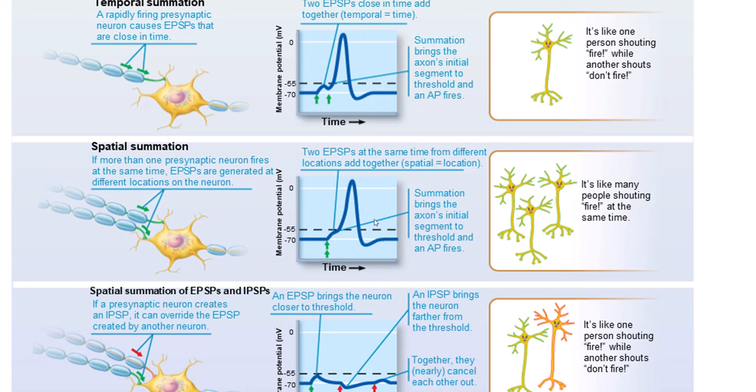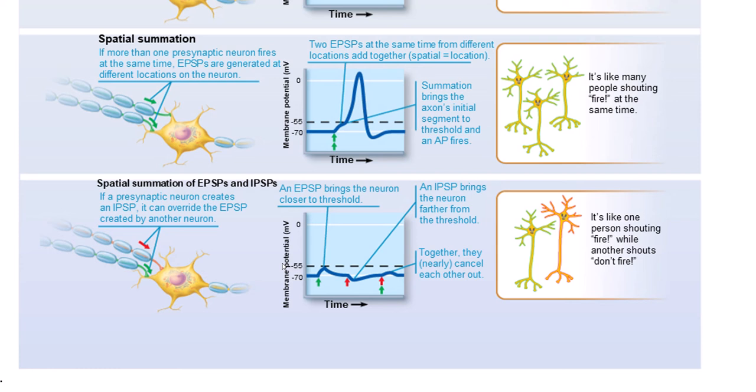In spatial summation, we're talking about more than one presynaptic cell sending excitatory signals to the postsynaptic cell at the same time. And so we're not just getting one go signal, we're getting multiple go signals all at the same time. That allows us to hit our threshold value. And once we hit our threshold value, we get an action potential.